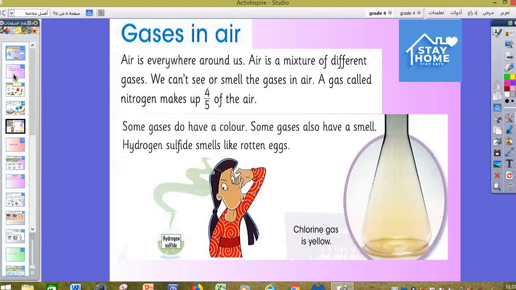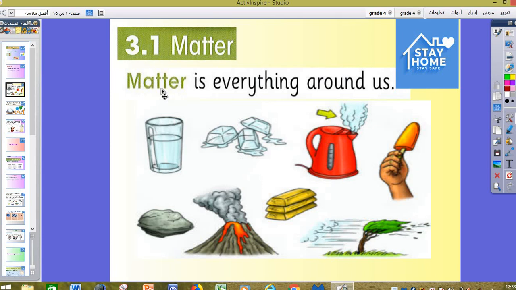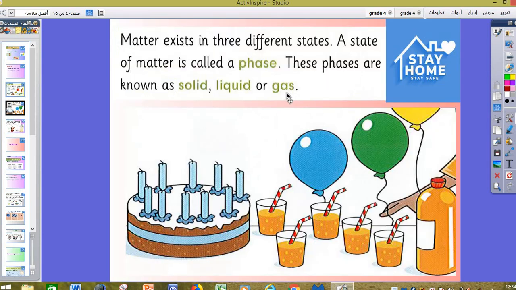Our lesson today is very simple and easy, because I just need you to know what we mean by matter. The definition of matter is everything around us. If I ask you to complete the sentence, "Space is everything around us," what will you write here? Matter. Number two, I need you to know that a state of matter is called a phase, and these phases are divided into three types: solid, liquid, and gas.